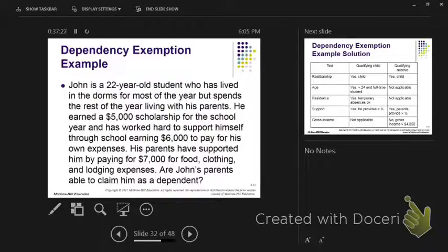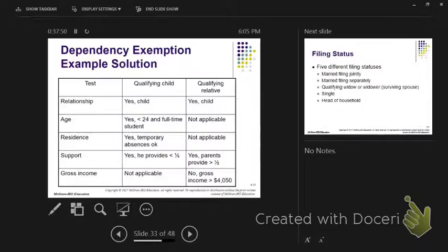So, what do we need to look at? First of all, does he meet the age? Yes. Does he meet the residency? Yes. What about the support? Yes, because his parents supported him by paying $7,000 for his expenses. He also said he paid $6,000, but they paid $7,000, right? The scholarship does not matter. So we have everything. The gross income does not come into play because he is a child, not a relative.